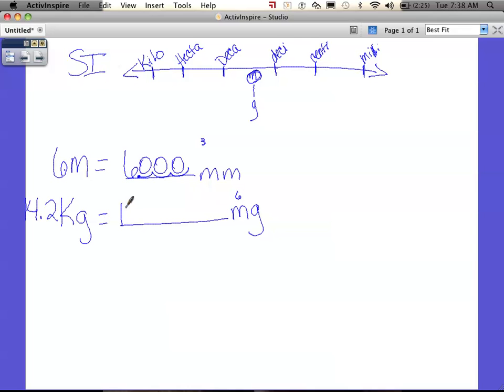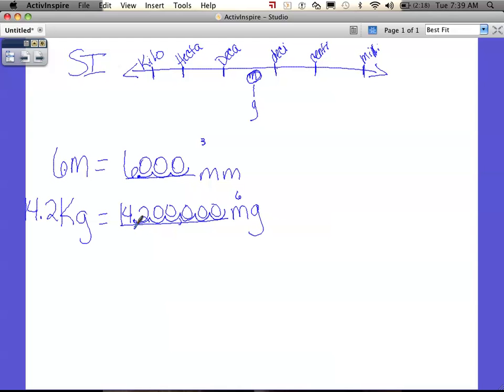So I go ahead and put my 14.2 in. 1, 2, 3, 4, 5, 6. Add my zeros. Count back and put my commas. 14.2 kilograms is the same as 14,200,000 milligrams. That's a lot. Aren't milligrams smaller than kilograms? Yep. So does that make sense? Yes. All right.